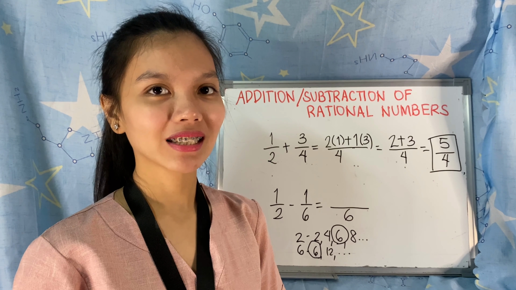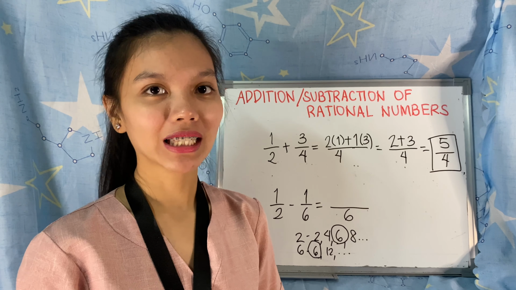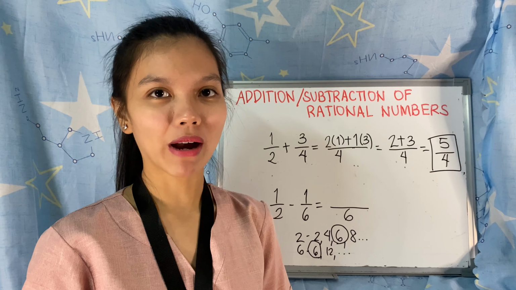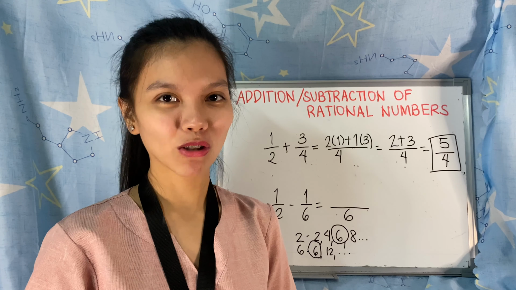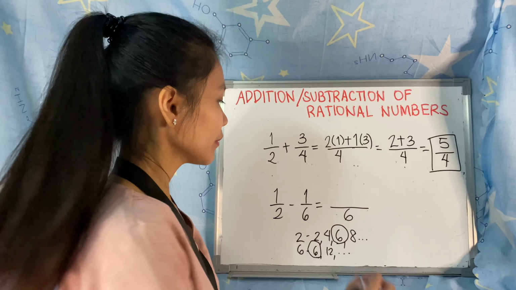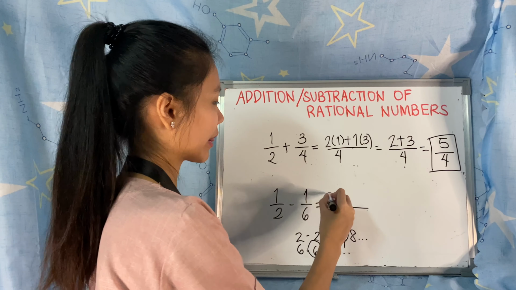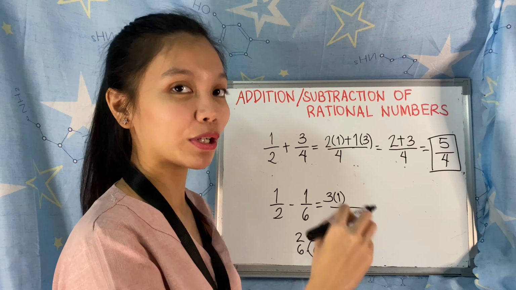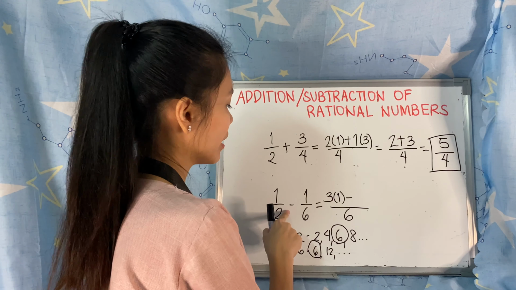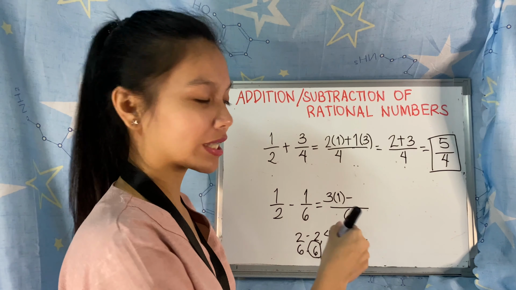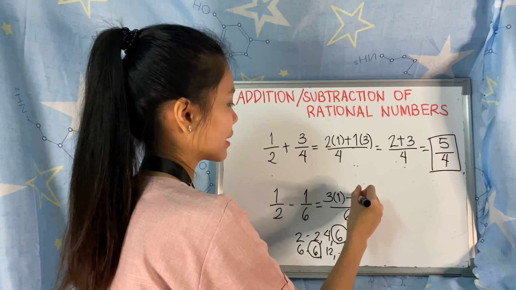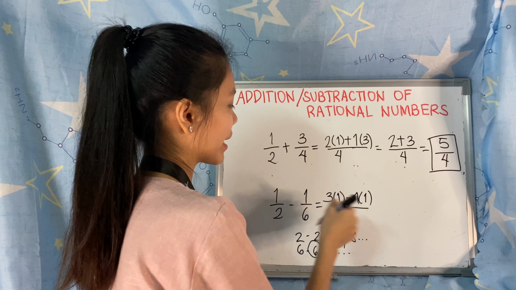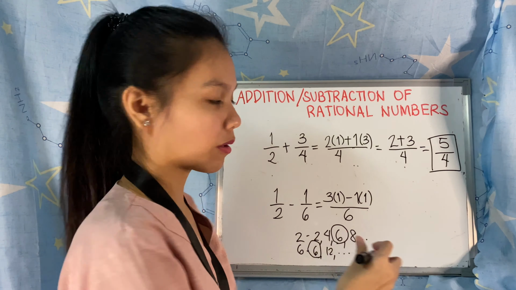After getting the LCD, divide it by the denominators one by one and multiply it to our numerator. So 6 divided by 2, that is 3. Multiply by 1, which is our numerator. Copy the subtraction or the minus sign. 6 divided by 6, that is 1. Multiply by our numerator, which is 1.